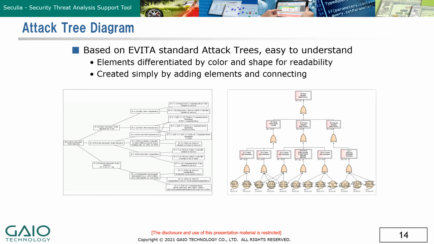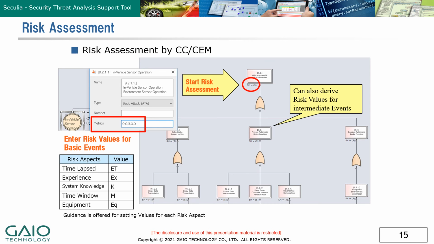Attack tree diagrams are based on a standard called EVITA and allow easy to understand representation of the various sources of attacks and the ways they interact. The risk assessment tool helps designers assess each risk in numerical terms based on several metrics related to each risk, according to the common criteria framework of ISO standard 15408.